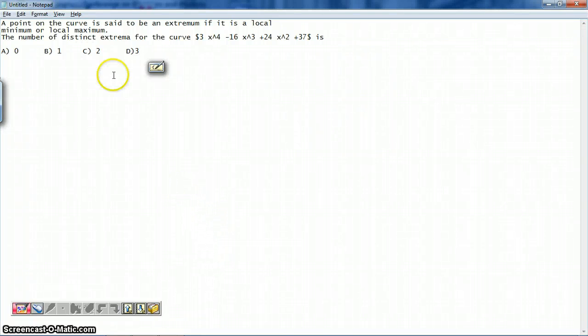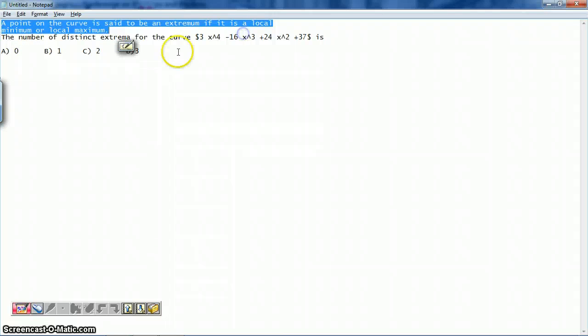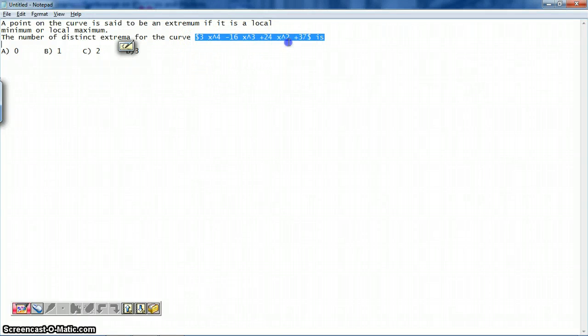Hi, this is a question from GATE 2008 which says a point on the curve is said to be an extremum if it is a local minima or local maxima. The number of distinct extrema for the curve 3x to the power of 4 minus 16x cubed plus 24x square plus 37 is how much is the question. Please note that extremum means either minima or maxima.